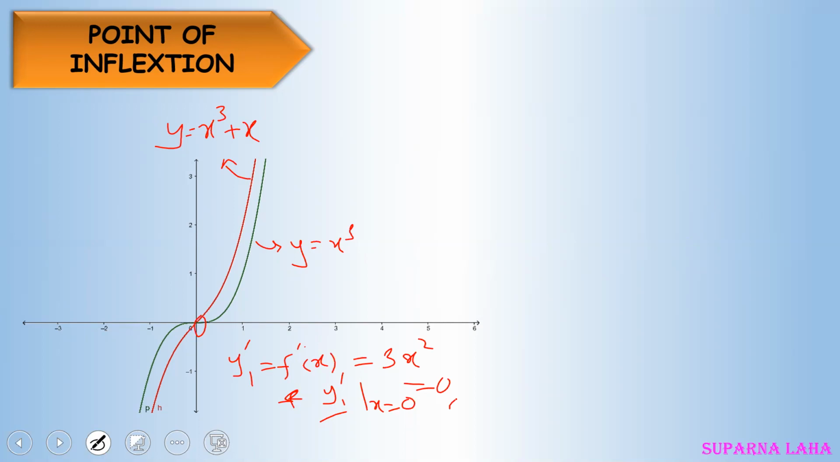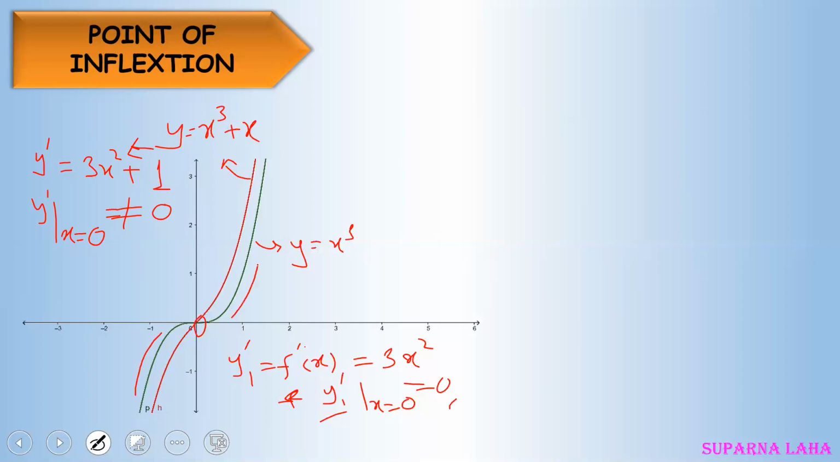And if we check this other function, y dash is 3x squared plus 1. Now put x equals 0 here, and you will find this is a non-zero quantity. But one thing you can notice for these two graphs is that this is changing.